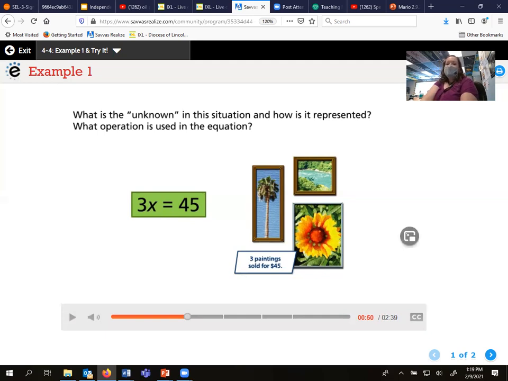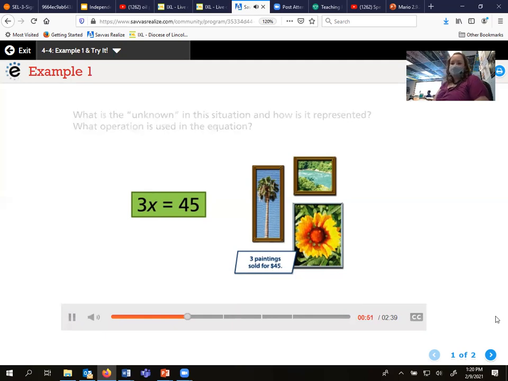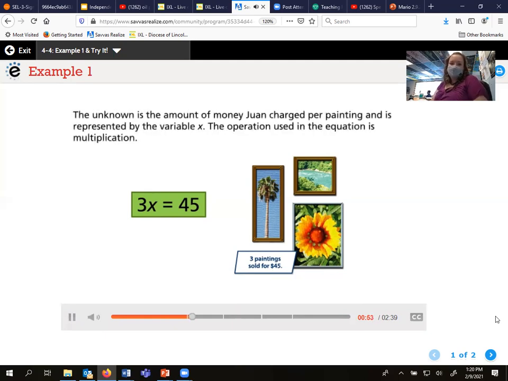Okay. The operation used in this equation, when we have a number right next to a variable, what kind of math is that? Mackie? Multiplication. The unknown is the amount of money Juan charged per painting and is represented by the variable X. The operation used in the equation is multiplication. How can you find the value of X that makes the equation true?